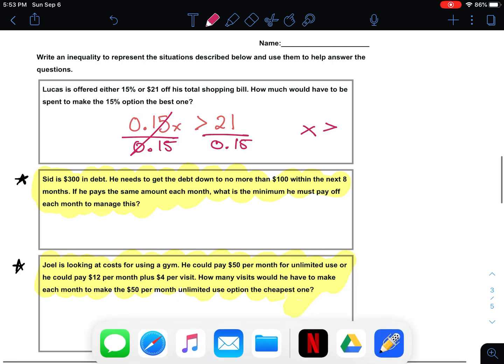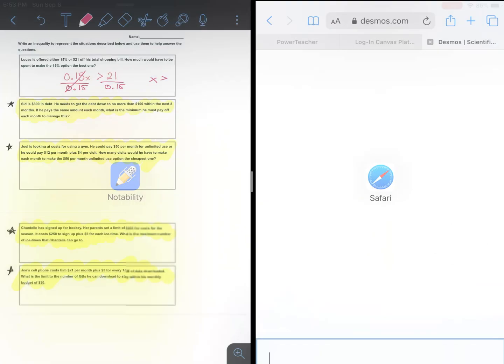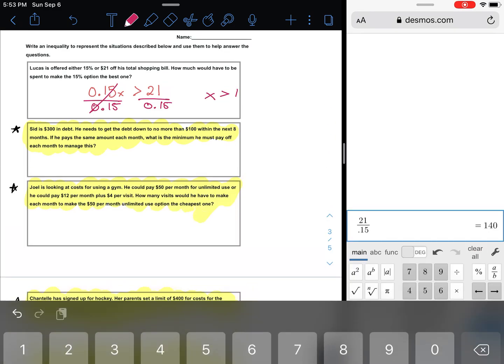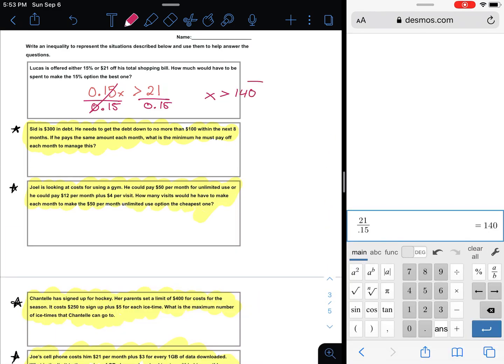And I'm going to pull up my calculator over here. Hopefully this is going to work for us. Yay. All right, so 21 divided by 0.15, and I end up getting 140. So as long as Lucas spends $140, he will get more of a discount with the 15% off than the $21 option. If he's spending less than that, then he doesn't want to do that option.